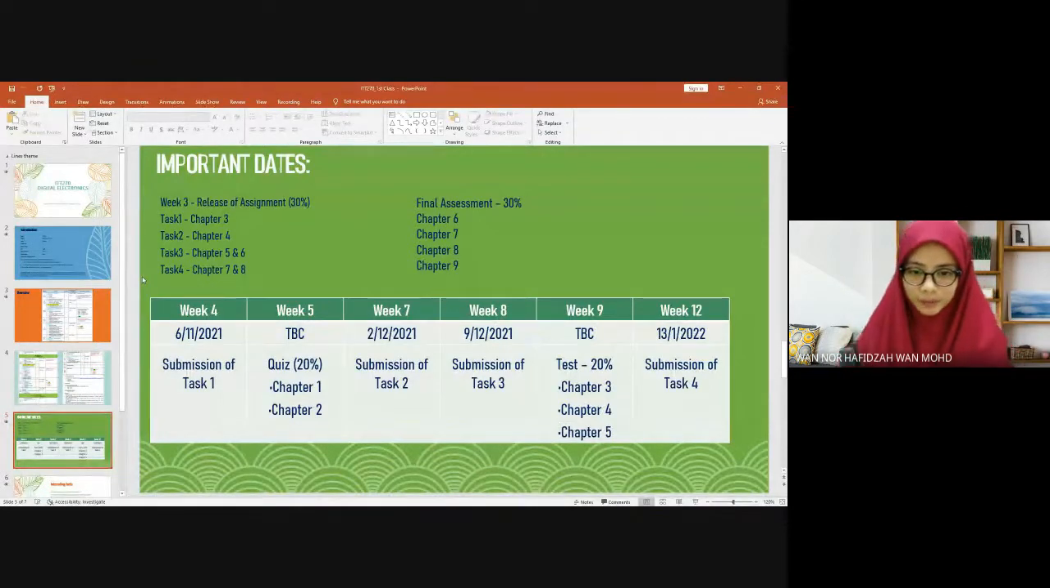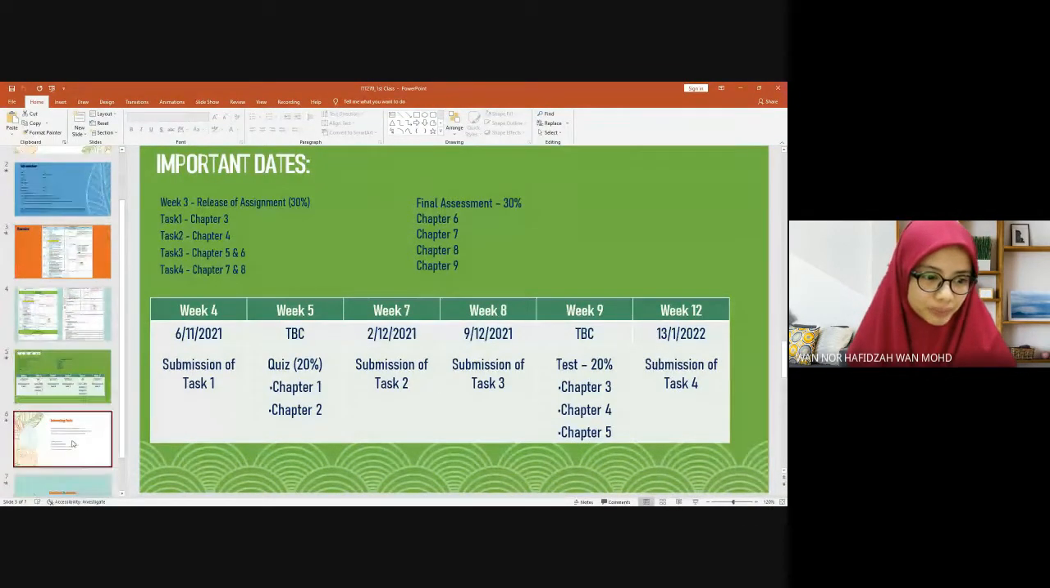And then week 7, due date 2nd of December, submission of task 2. Week 8, submission of task 3. Week 9 to be confirmed, we have the 20% test. And week 12, submission of task 4. So please bear in mind these important dates.